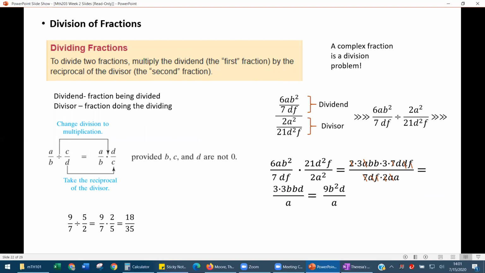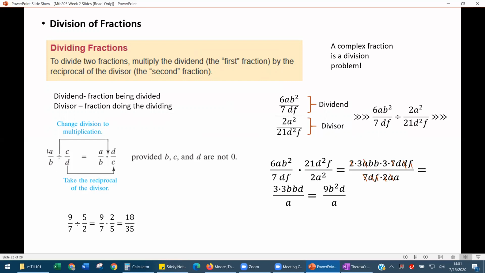So therefore, we need a reciprocal when we divide fractions. In order to divide 2 fractions, we multiply the dividend, which is the first fraction, by the reciprocal of the divisor, which is the second fraction. So you can think of the dividend as the fraction being divided, and the divisor as the fraction doing the dividing. So here you have A over B divided by C over D.